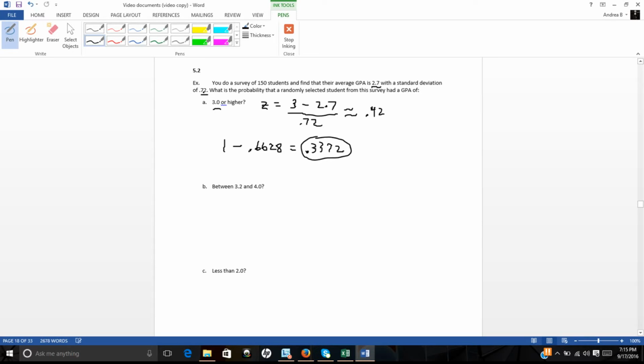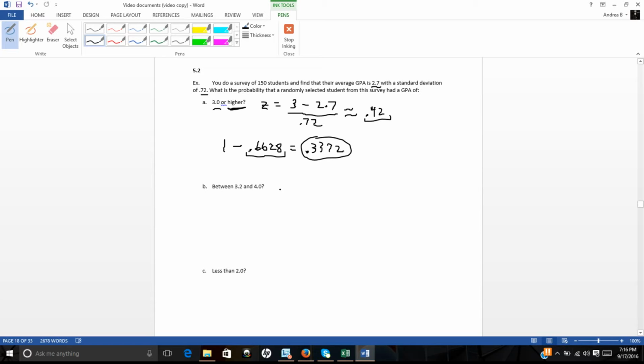So remember there, if it's asking for above or to the right of that value, we have to do 1 minus that area that we found in the chart whenever we looked up the z-score of 0.42. So look that up and then do 1 minus it since it was above that we were looking for in that case. If it was below, then it would have been just the 0.6628. So make sure you're keeping that in mind whenever you're going through and finding these values.